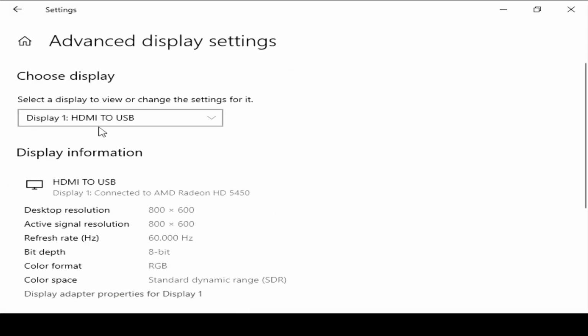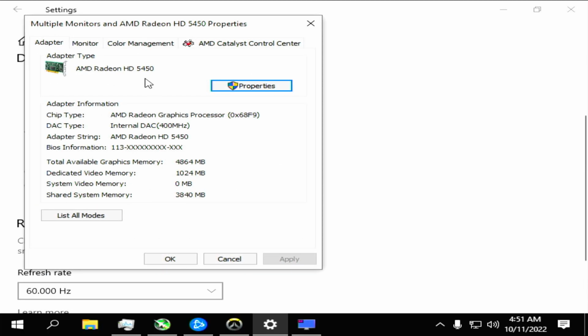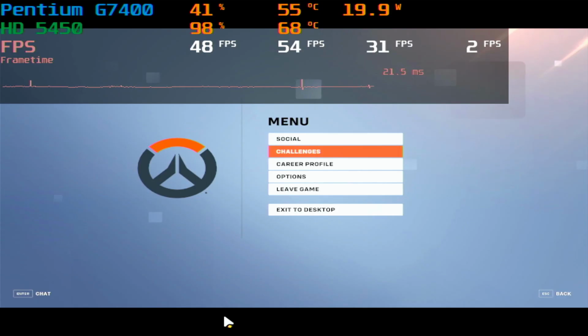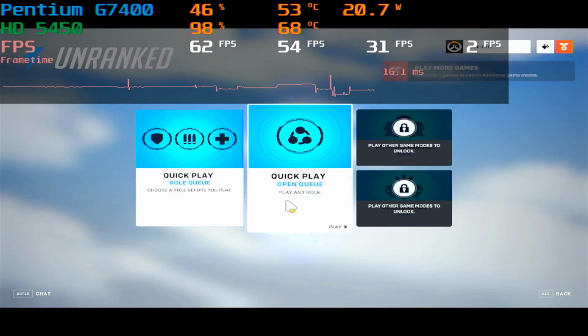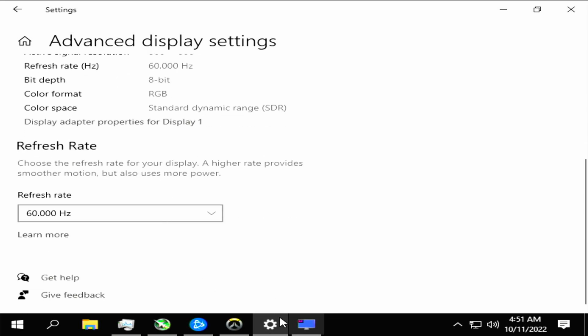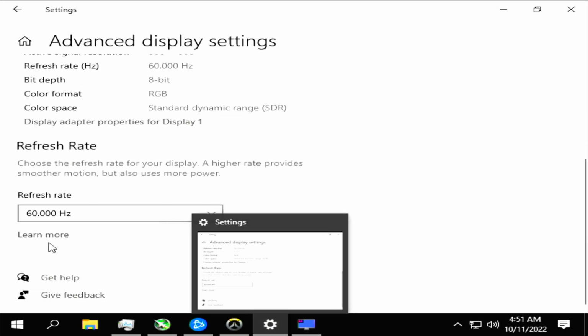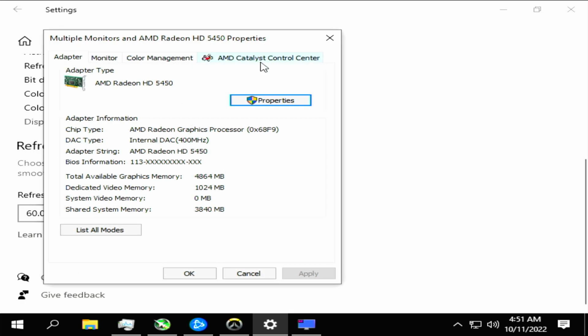But I wasn't done yet. In Windows, where you can change the screen resolution, there is a place called Advanced Display Settings down at the bottom. If you click that, I went over and clicked on Display Adapter Properties for Display 1. That brings up the properties, then I press List All Modes. And then from there I scroll all the way to the top, and there is an option for 640 by 480. Yes, 640 by 480 on the desktop resolution.